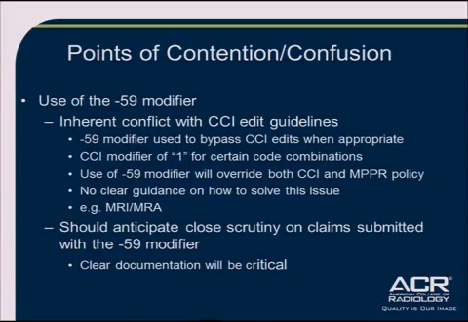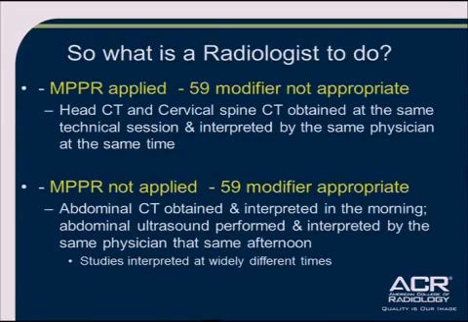Use of the 59 modifier inherently conflicts with the CCI edit guidelines. And we've been for a very long time using the 59 modifier to bypass CCI edits. And so it's not clear at all how this 59 modifier that's used to bypass the professional component MPPR is also going to be used to bypass CCI edits that justifiably need to be bypassed. There's certainly times when those are going to conflict, and it's very confusing at this point how to do that reliably and in good faith.